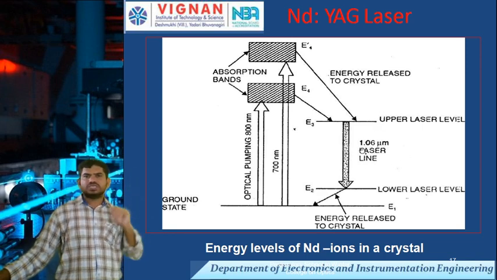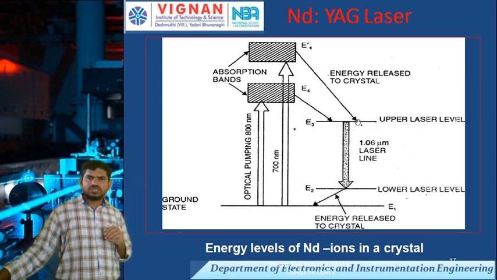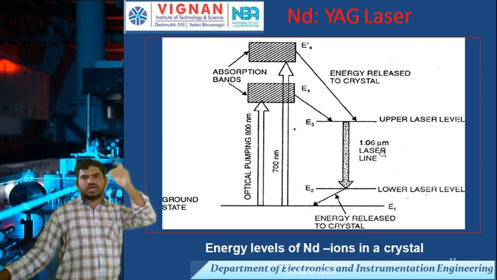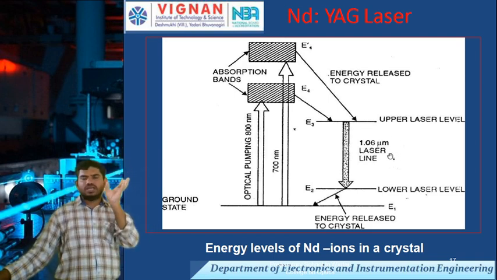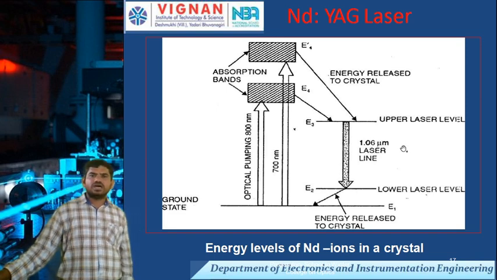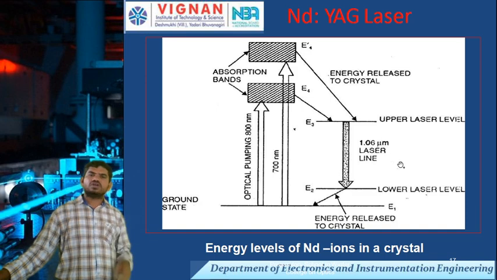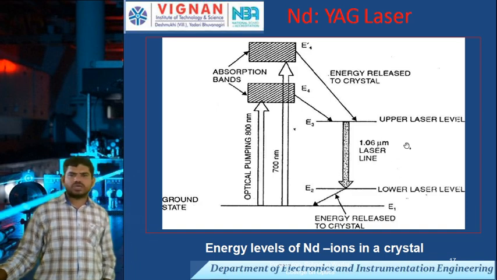Due to the population inversion, the ions fall down from E3 to E2. When the population inversion is going on, we get a laser light beam output with a wavelength of 1.064 micrometers.